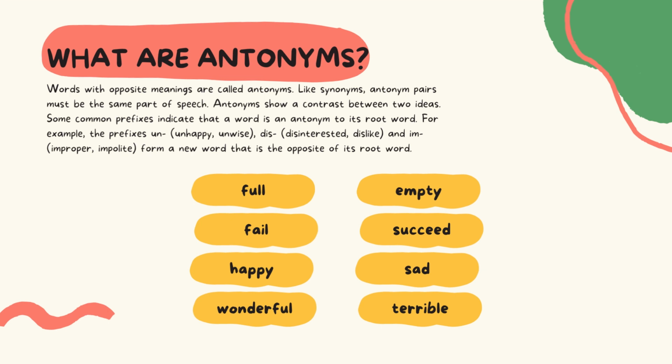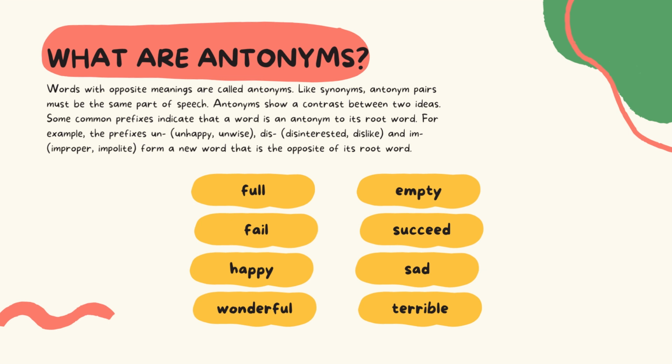Okay? They form this one, two, three prefixes. They form a new word that is the opposite of the root word that they are referring to. Okay? So let's watch some examples here about some antonyms. For example, full and empty, fail, succeed, happy, sad, wonderful, terrible.